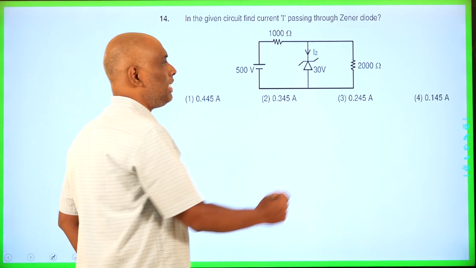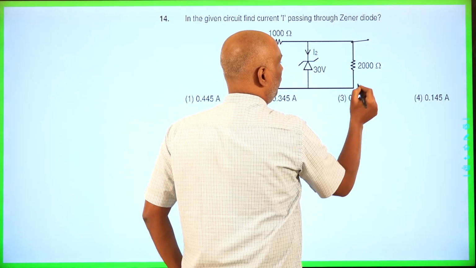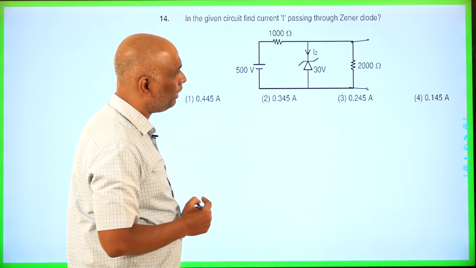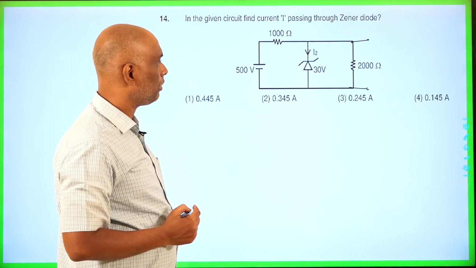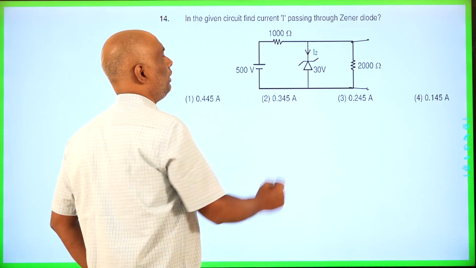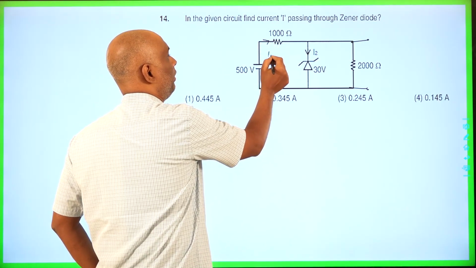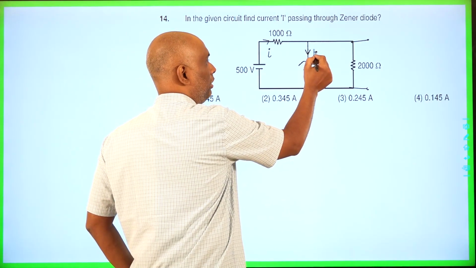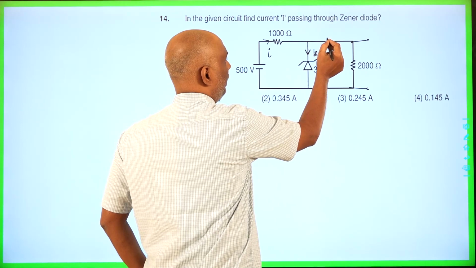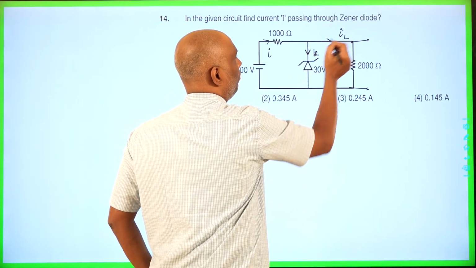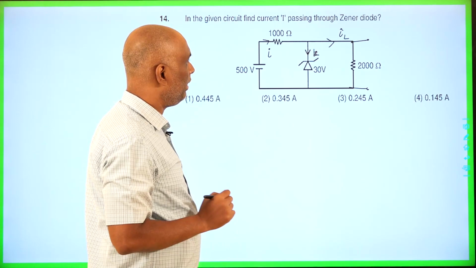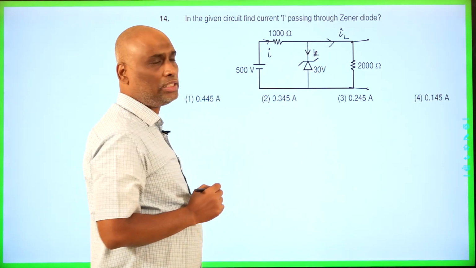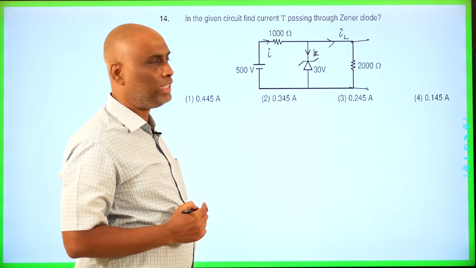So, we are calling this one the load resistance, and we have to understand that because these two are parallel, the output voltage becomes equal to 30 volts. Let us imagine that the total current flowing through this one is I, the current flowing through the Zener diode is IZ, and the current flowing through the load resistance is IL. If I can find the value of I and the value of IL, I can find the value of IZ.